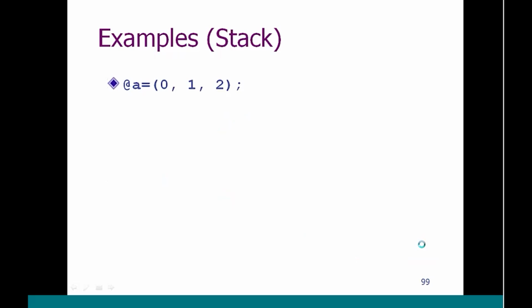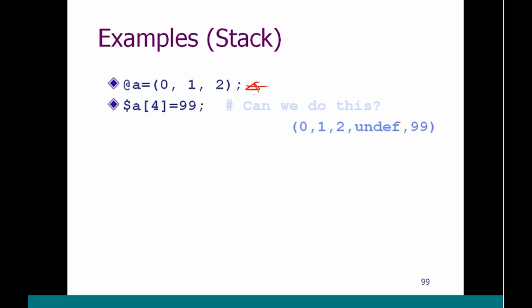So let's see some examples. Here we have a declaration where @A is 0 1 2 3, and then $A we defined as 99, and so the result of this statement is 0 1 2 undef and then 99.